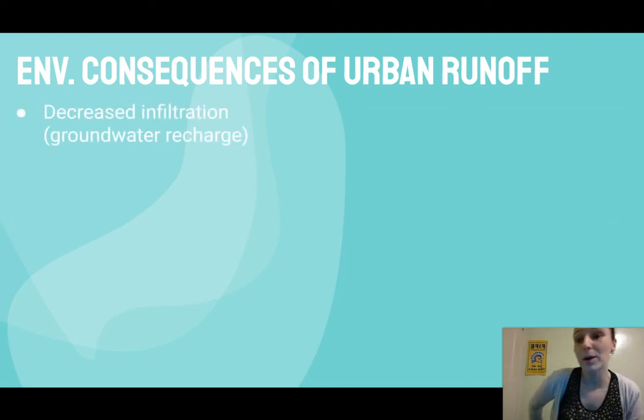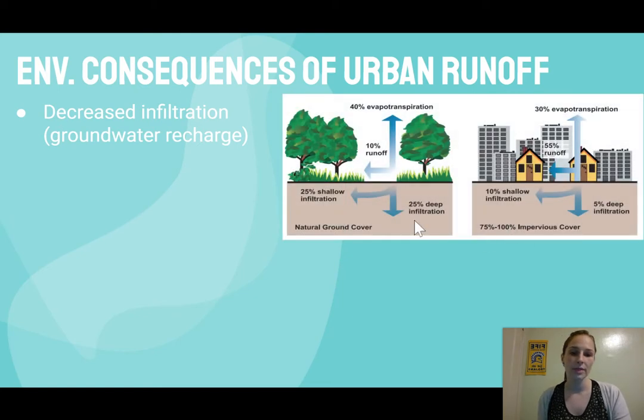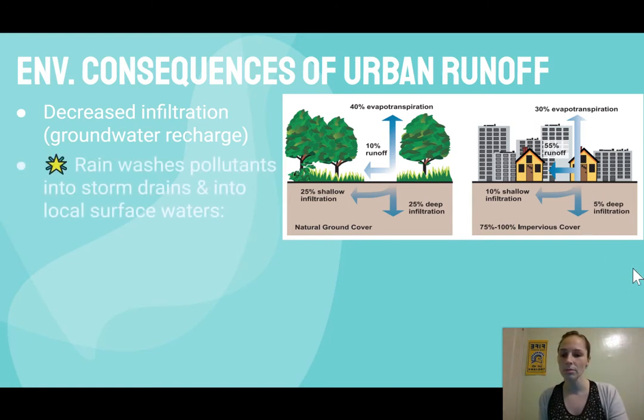The first big one is that we are going to have decreased infiltration into the ground, which is going to be a problem because we will not be having groundwater recharge and getting those aquifers and groundwater back up to their normal levels. We're kind of blocking the ability for the water to go through and do that. So if you look at this image here, if you look at how much infiltration can happen from a natural ground cover versus an urban ground cover, that is going to be a large decrease in infiltration.